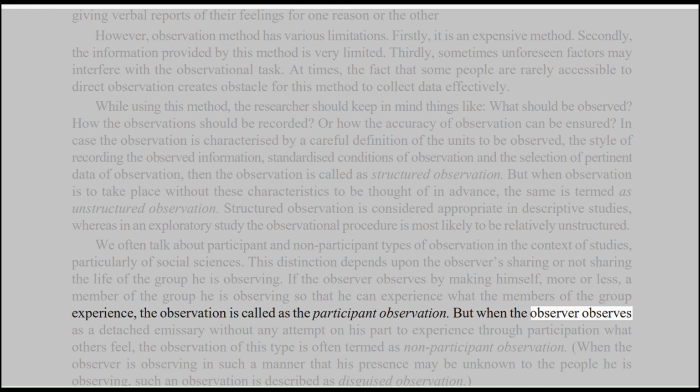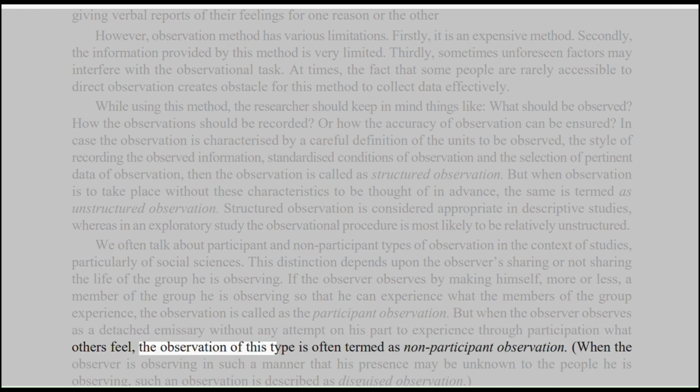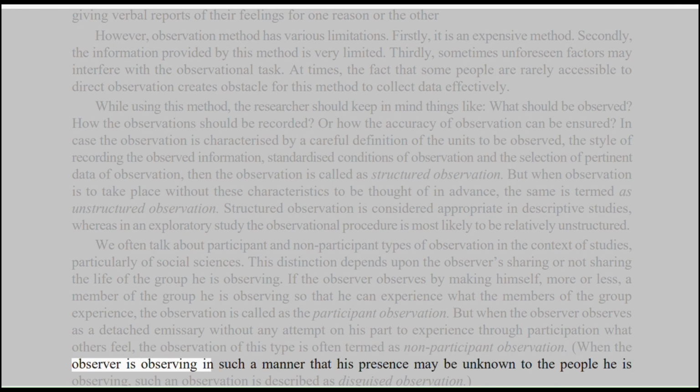But when the observer observes as a detached emissary without any attempt on his part to experience through participation what others feel, the observation of this type is often termed as non-participant observation. When the observer is observing in such a manner that his presence may be unknown to the people he is observing, such an observation is described as disguised observation.